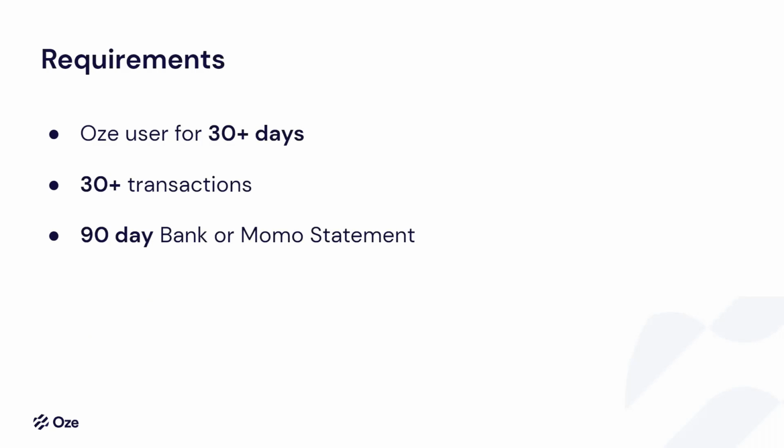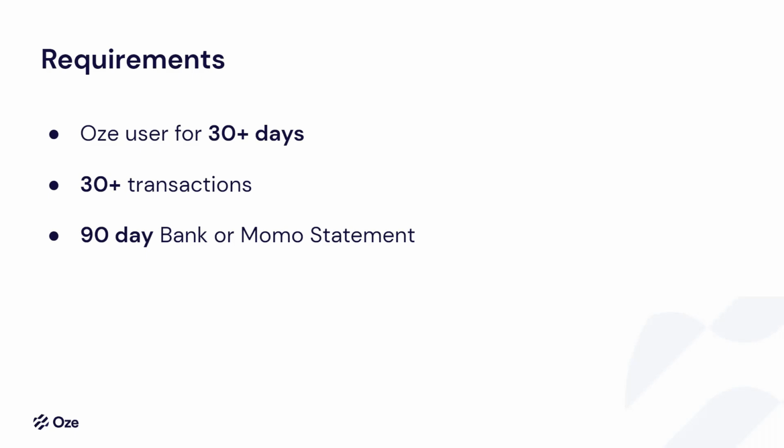So the starting point for any loan application on the Oze platform are the requirements for the loan. Before anyone is eligible to apply for a loan, you need to have been an active user of the app for at least 30 days. So 30 plus days, 30 or more days.